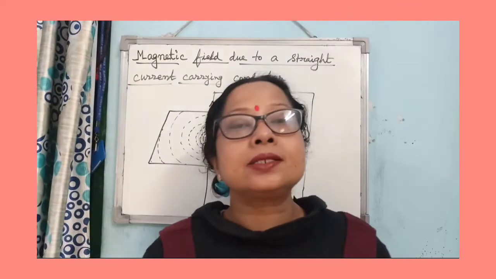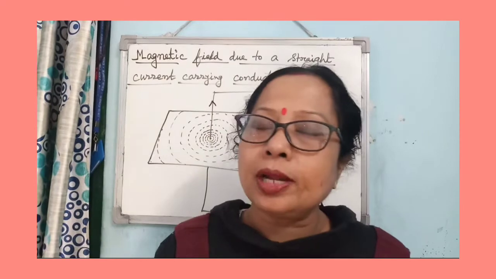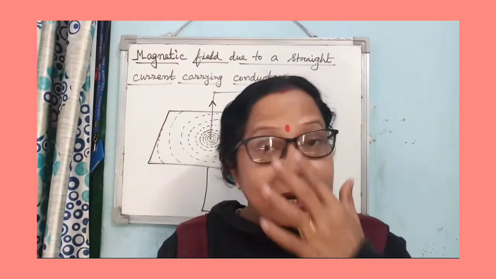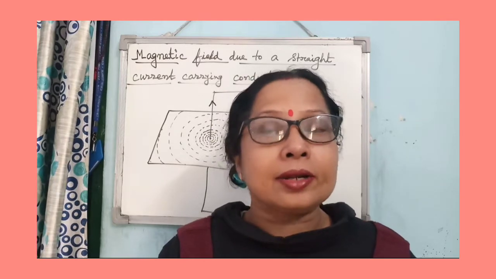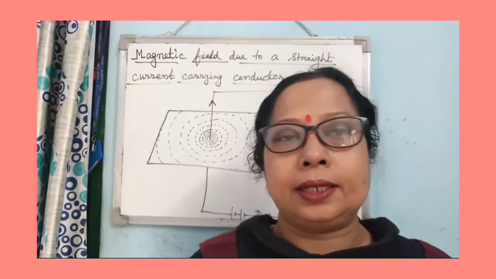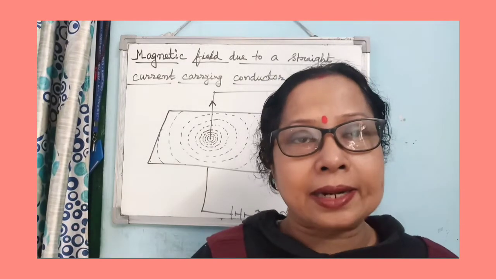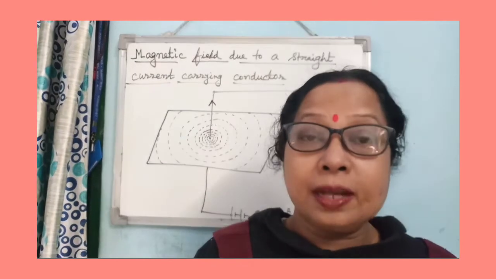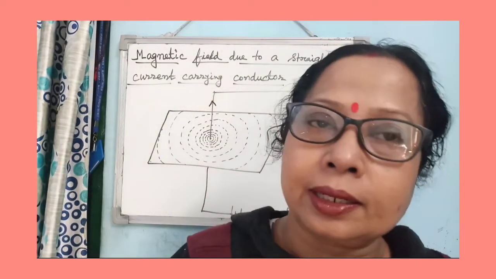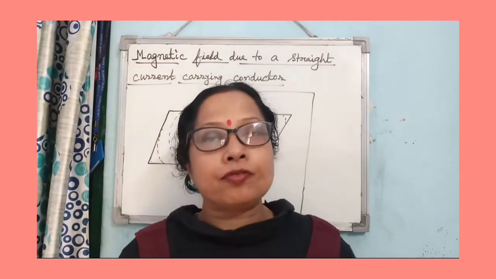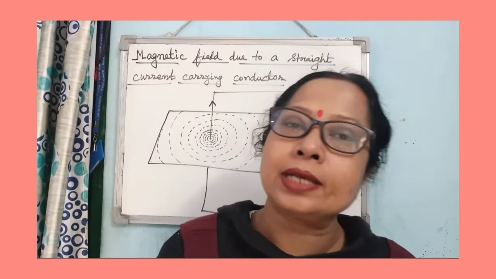Okay, so what is the second point? You have to write and remember. I am saying it slowly, please write it down. The magnitude of the magnetic field depends on the current passing through the conductor. Then you have to write: if current increases, magnetic field increases, and vice versa.